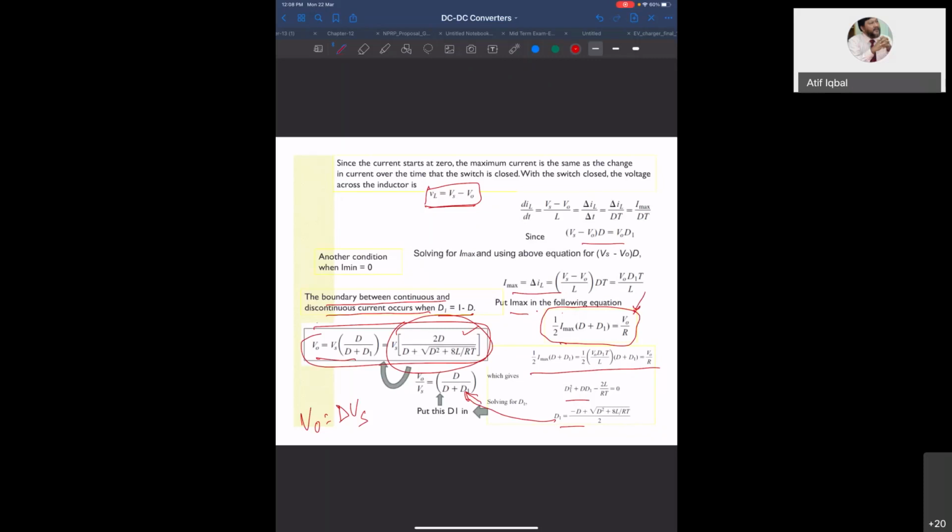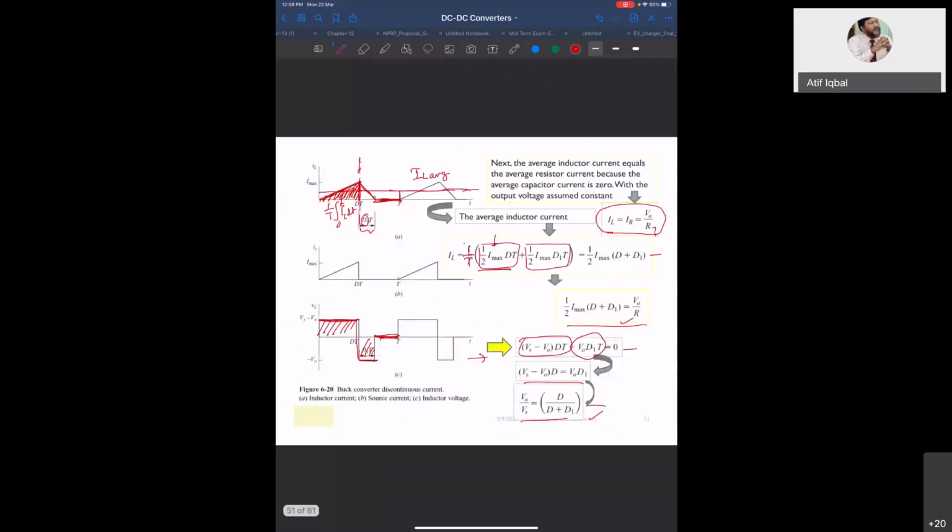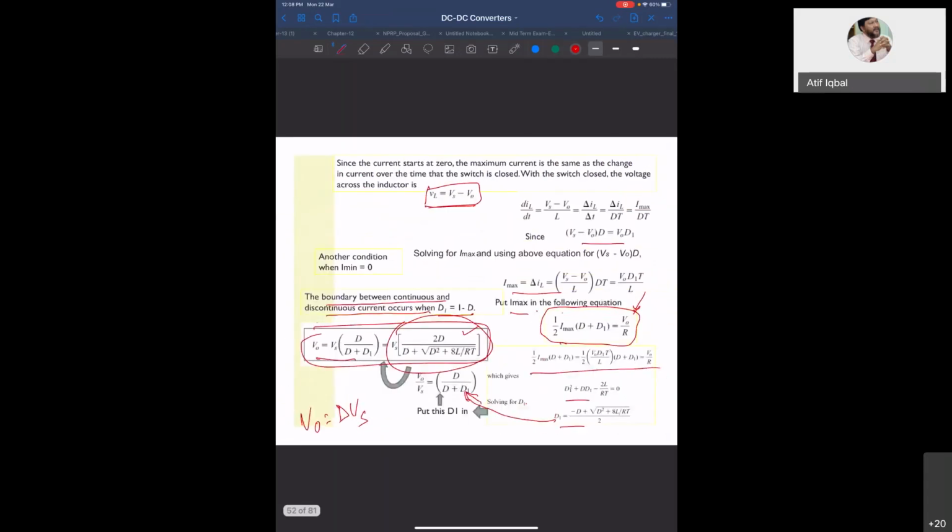So when you have discontinuous conduction mode, our aim is to find out what is D1. And after finding D1, our aim is to find out what will be V naught. So D1 is found like this. This is how you get D1. And after getting D1, you can get the value of V naught. So this is V naught.